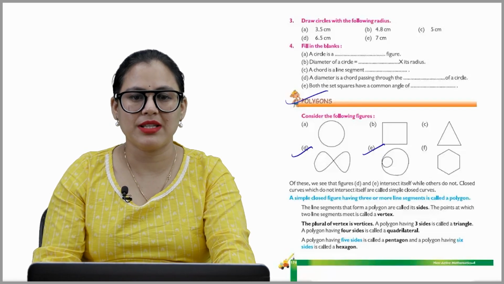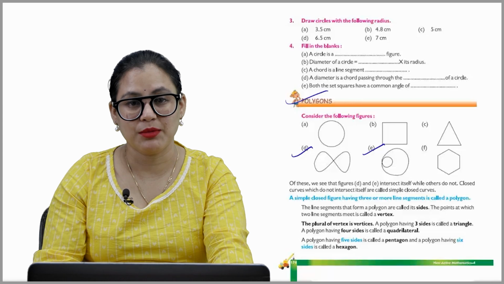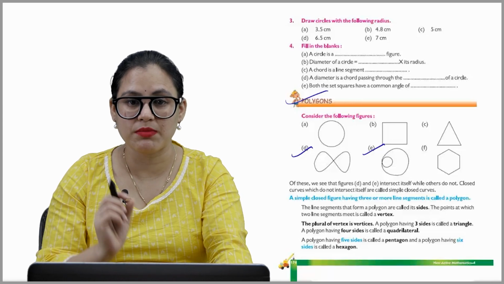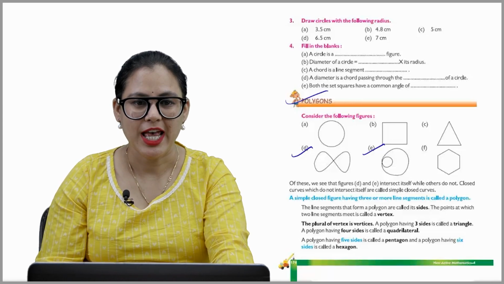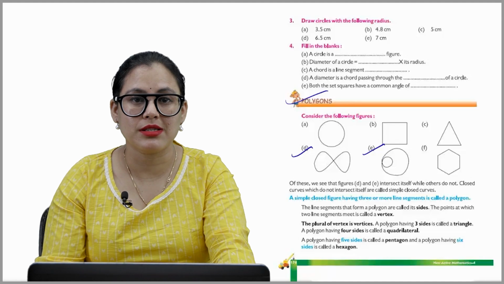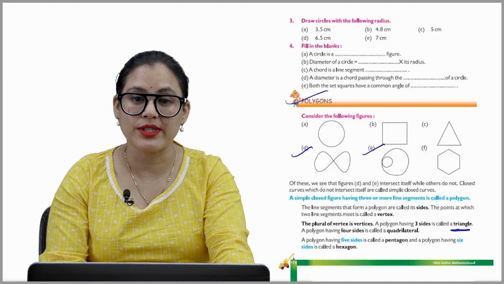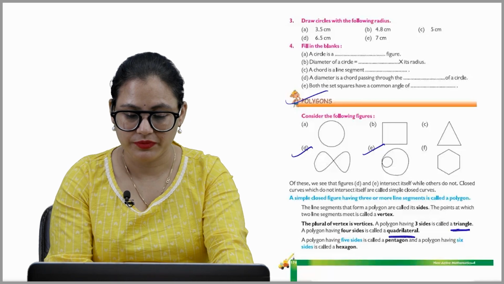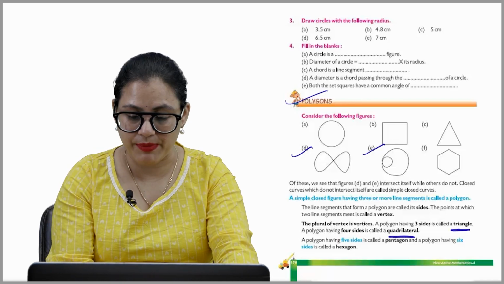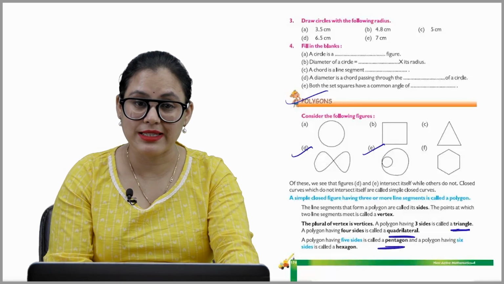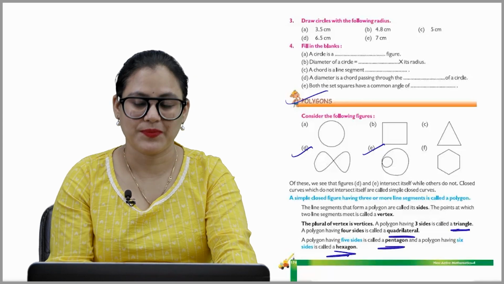The line segments that form a polygon are called its sides. The point at which 2 line segments meet is called a vertex. The plural of vertex is vertices. A polygon having 3 sides is called a triangle. A polygon having 4 sides is called a quadrilateral. A polygon having 5 sides is called a pentagon, and a polygon having 6 sides is called a hexagon.